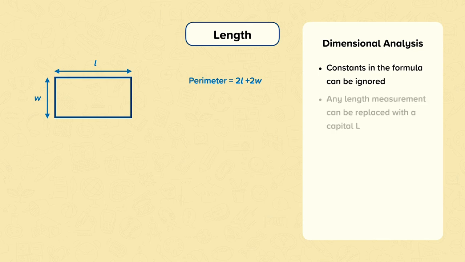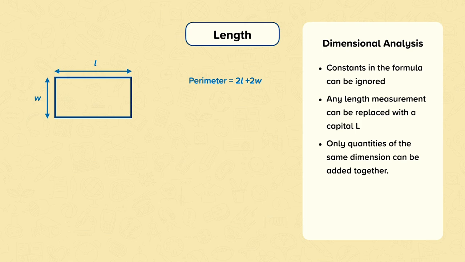Next, we can replace any length used with a capital L. And then, when we go on to more complicated formulae, we also need to know that only quantities of the same dimension can be added together. So you cannot add together an area and a volume, for example. But if we added 2 areas, we still just get an area out of it.